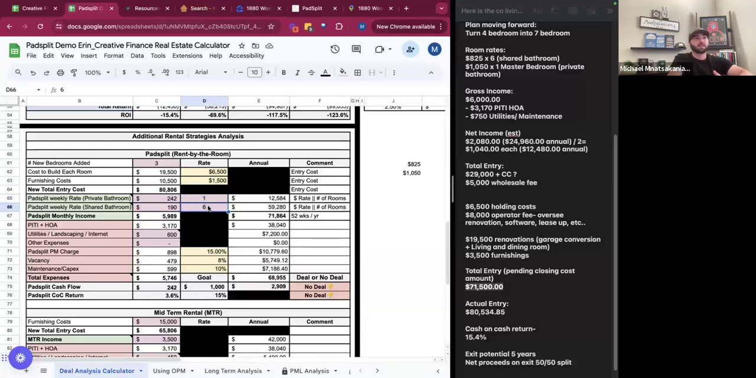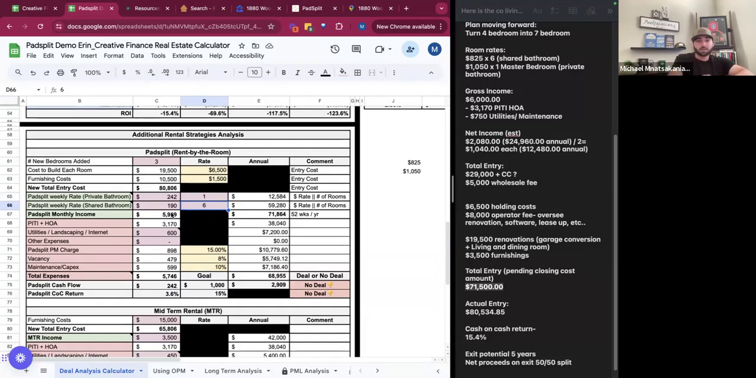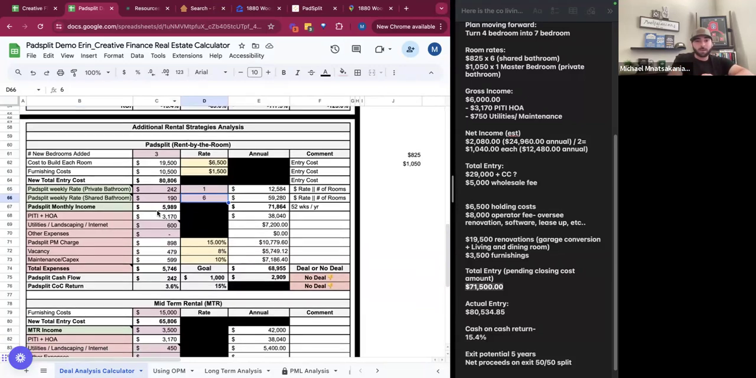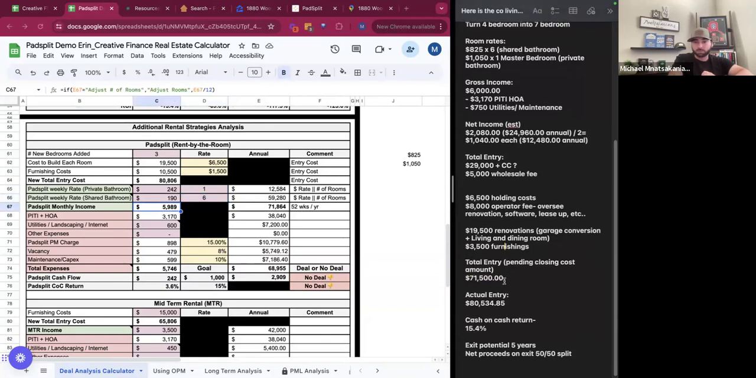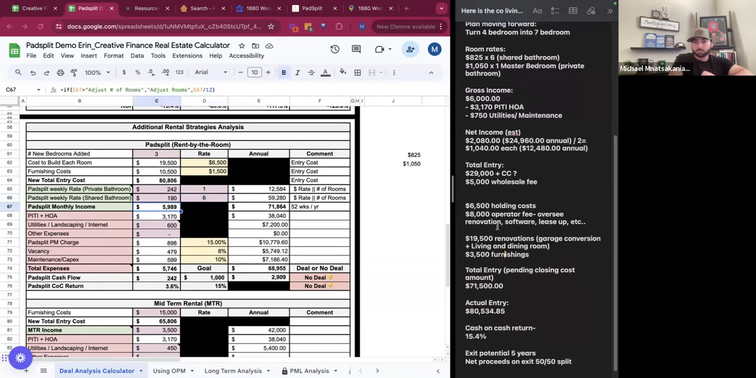And you really need to, it's one thing to analyze a property, and I added this on behalf of feedback. It's one thing to analyze a property based on the weekly rate, but it's disingenuous if you're not separating between private bathrooms and shared bathrooms. It's just not accurate. All right. So our Padsplit monthly income, $5,989. They have closer to 6,000. So we're not too far off, right?